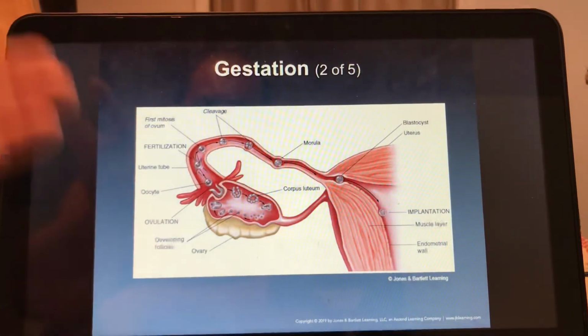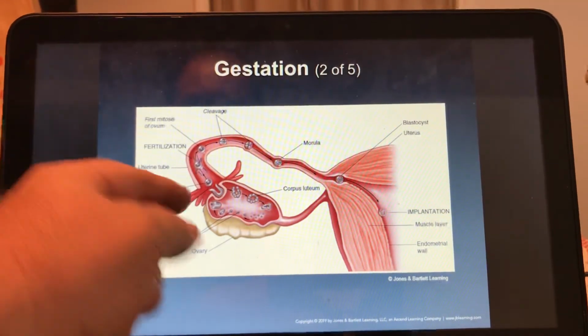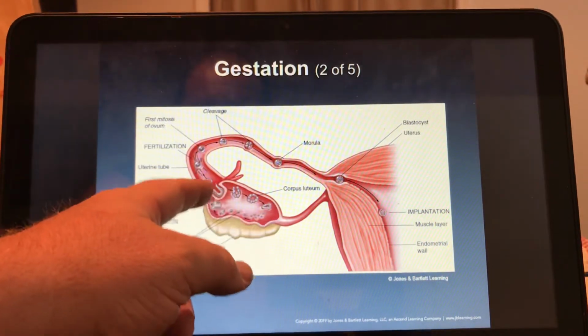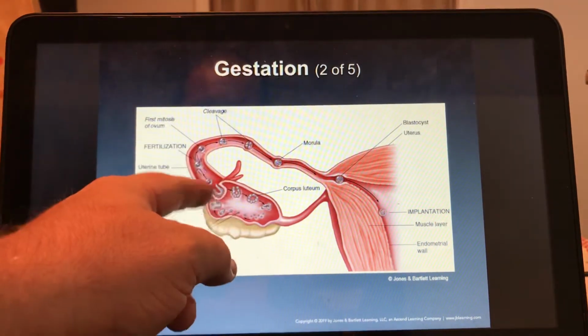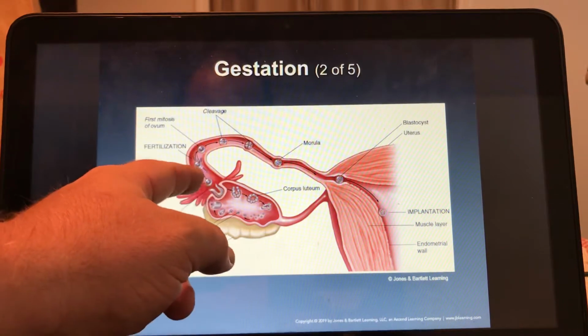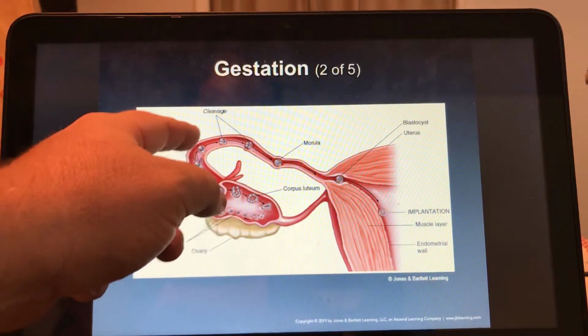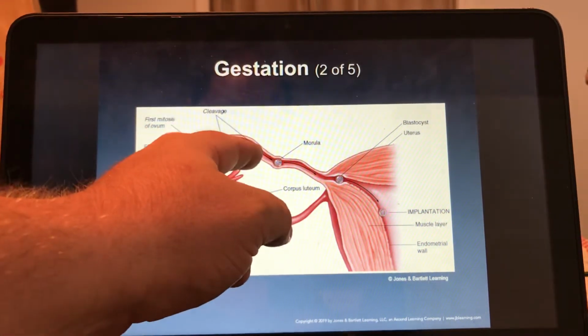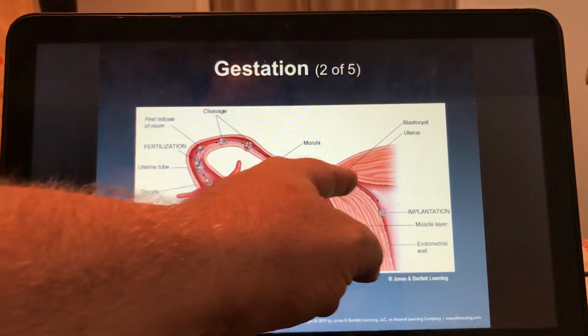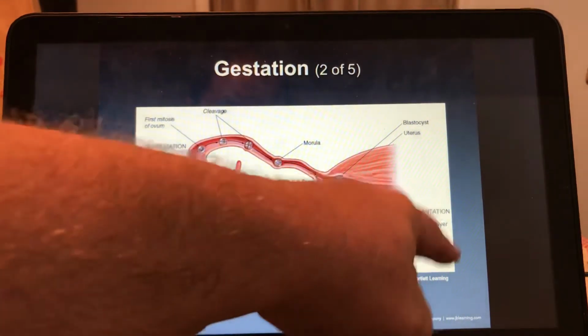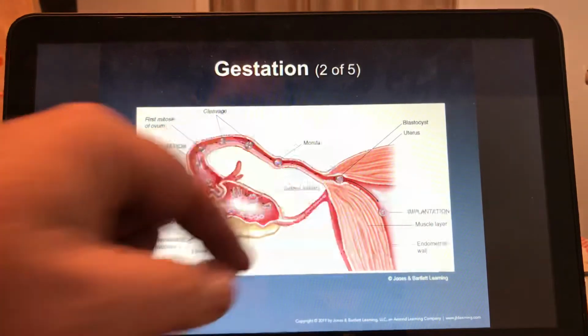So again, a recap here. You have a mature oocyte. It kind of pops and explodes out, or releases, into the fallopian tube. Sperm meets up with it, and it starts doing its cellular division. It starts forming, and then as it finally comes out, it'll implant somewhere. Wherever it comes out, it'll implant.